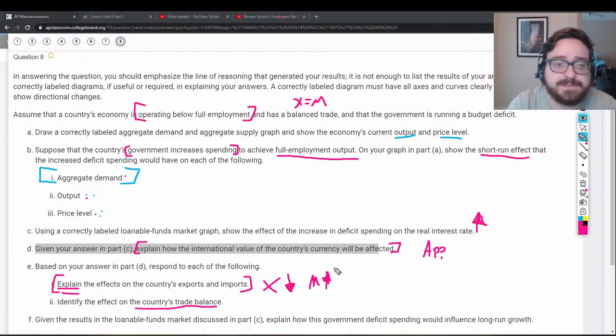So your currency is appreciating. That means you will be exporting less and importing more, because if your currency is worth more, it'll make your goods more expensive for people from other countries, decreasing exports. And it will allow citizens of your country to buy more foreign goods because your currency gets more of other currencies. It's worth more, so all other countries' goods get cheaper, increasing imports.